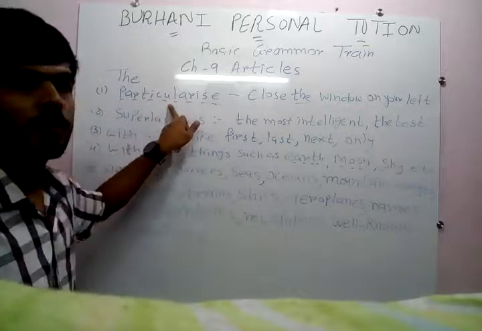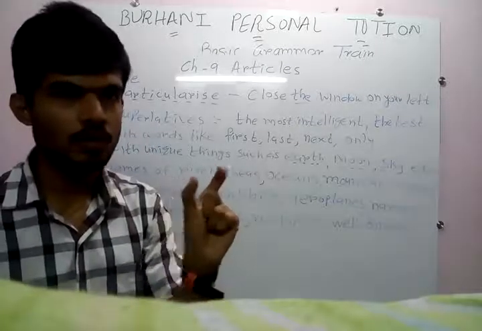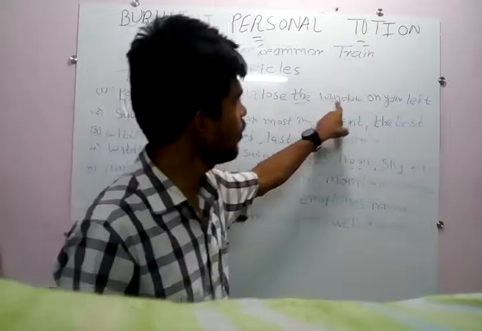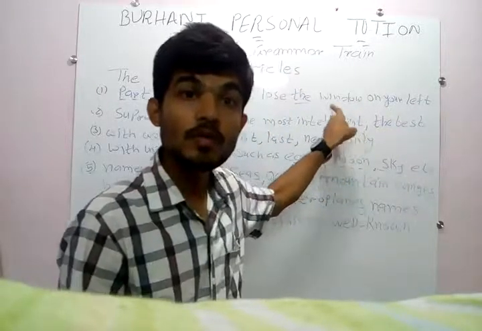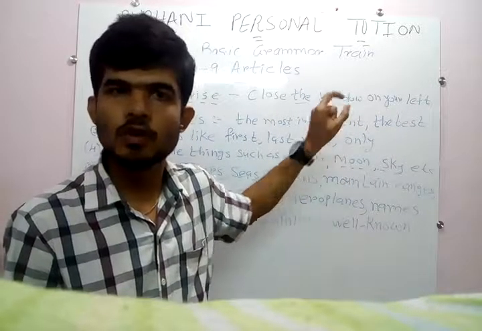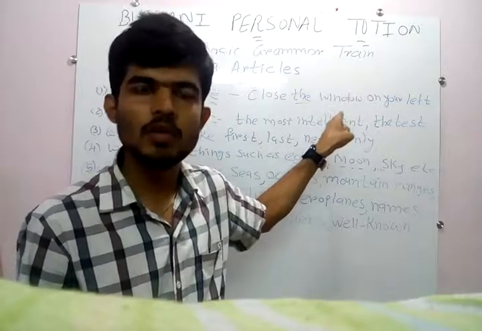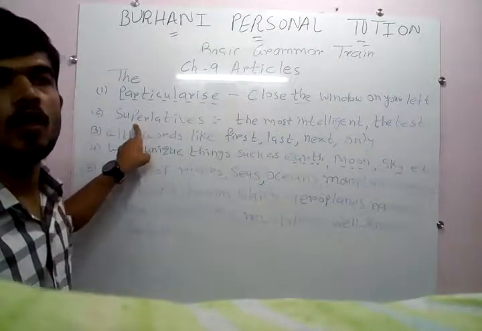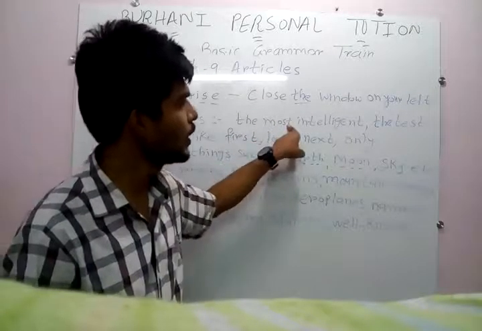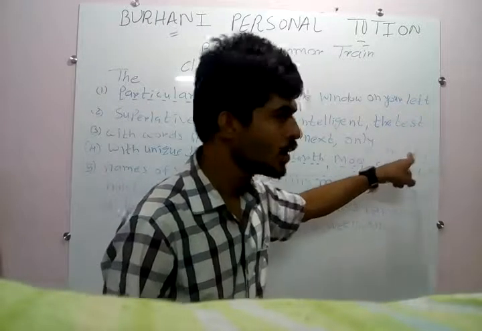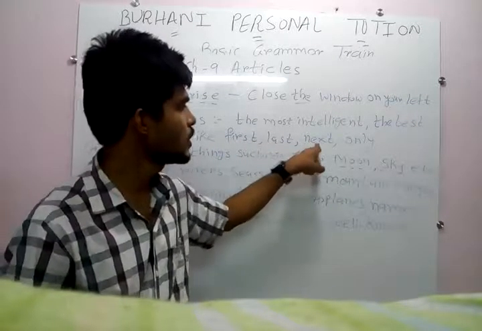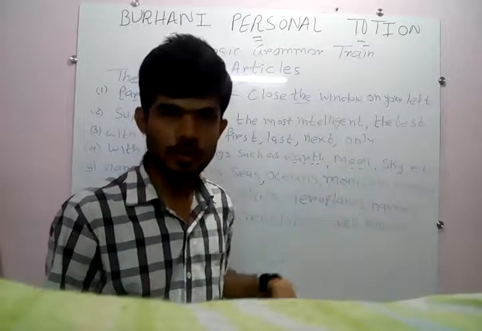Now we will learn where to use the. The first rule is for something particular. Particular means saying the perfect thing. You have learned that the is a definite article. So over here, close the window on your left. The window, which window? The one on your left. Particularly saying not any other window, but that window which is on the left. Then the is used with the superlative form of an adjective: the most intelligent, the best. Then with words like first, last, the next, and only, the is used.